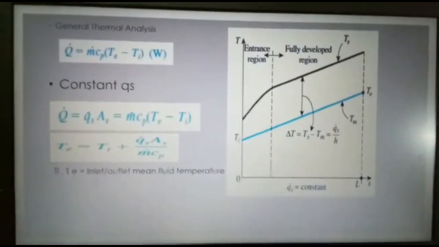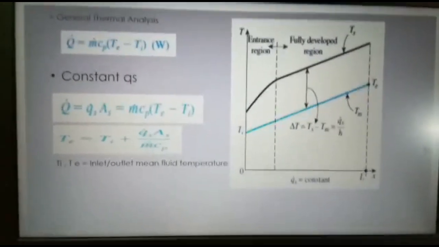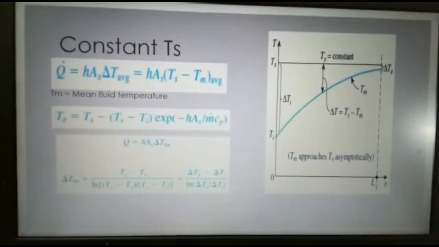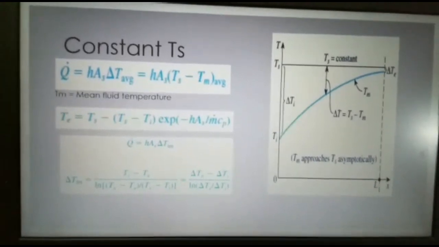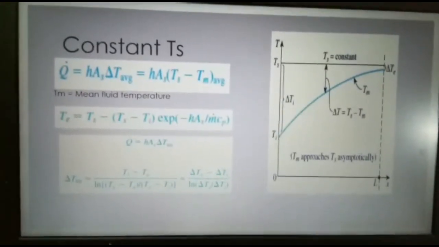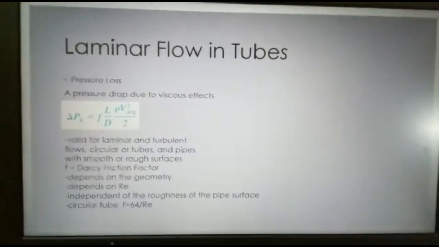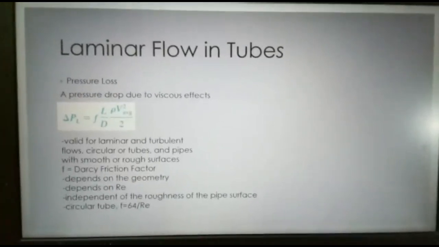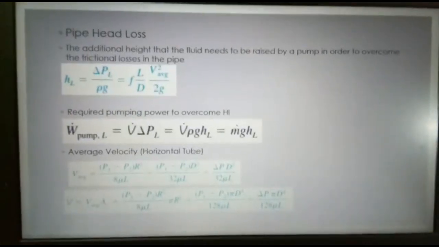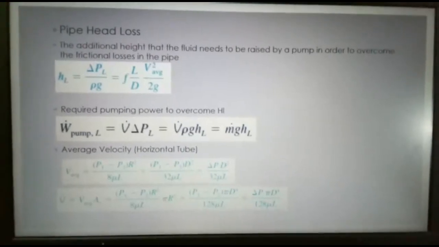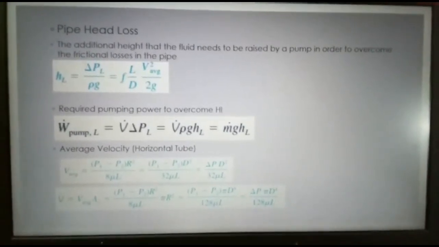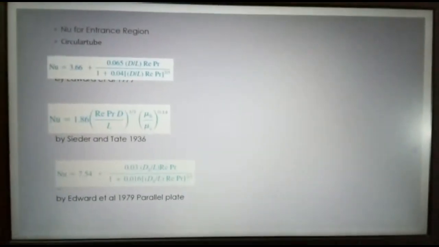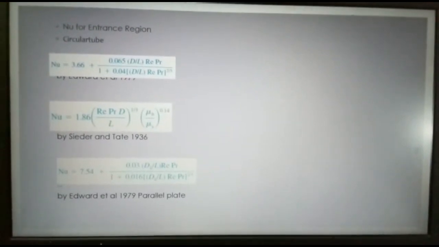And then this is the general thermal analysis Q, and then constant Q_s, also Q_0. And then this is constant T_s, Q, T_m, which is the mean fluid temperature. This is also the graph. And then this is laminar flow in tubes, which is about the pressure loss, a pressure drop due to viscous effects. And then this is about the pipe head loss, the additional height that the fluid needs to be raised by a pump in order to overcome the frictional losses in the pipe. This is the Nu for the entrance region, circular tube.